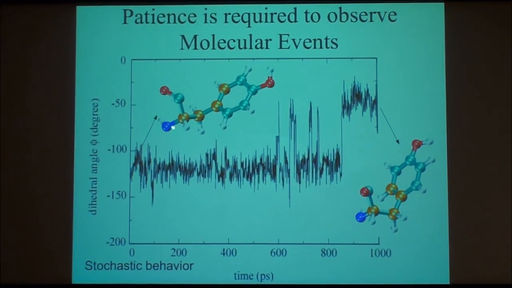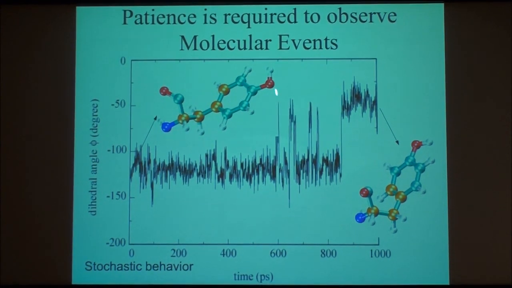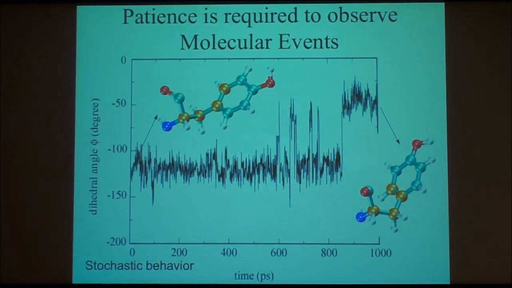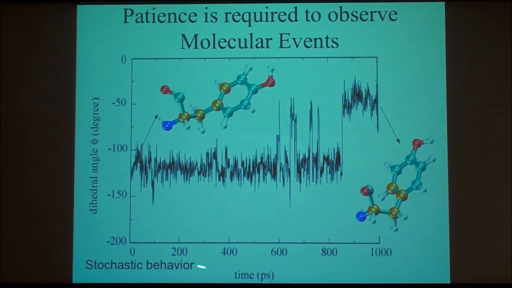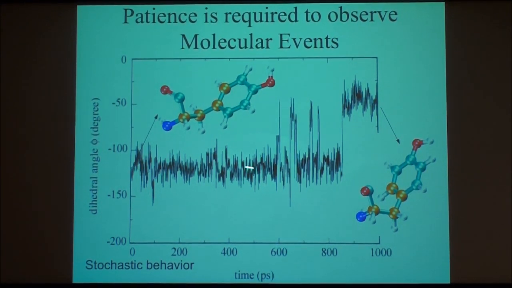Example. In this case, we are looking at the conformation of a side chain, a tyrosine residue in a protein. It doesn't matter what protein we are looking at here. If you monitor the conformation of this side chain by monitoring the dihedral angle formed by these 4 golden atoms, this is a simulation of about 1,000 picoseconds. And you can see that for a long time, nothing happened. It is fluctuating around a value of about 120 degrees.